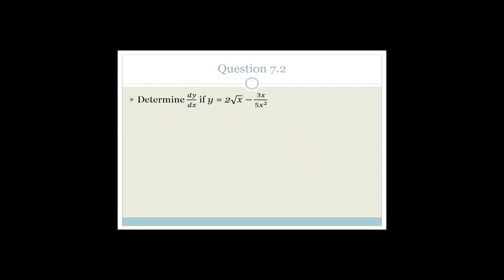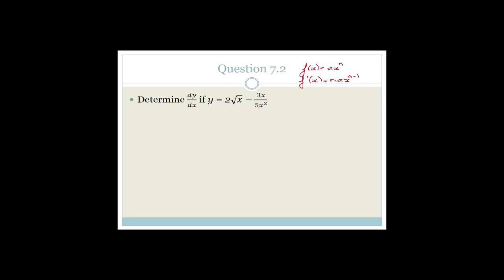We were doing calculus, and we had to determine, using the shortcut method, dy by dx, if y is equal to 2 root x minus 3x over 5x squared. Right, so let's start. The first thing you need to do is to realize that we need a pen. So let me get a pen out. And then you need to know your formula: if f of x is equal to ax to the n, then f dashed of x is equal to nax to the n minus 1. And that is the formula that we need to use to solve this.